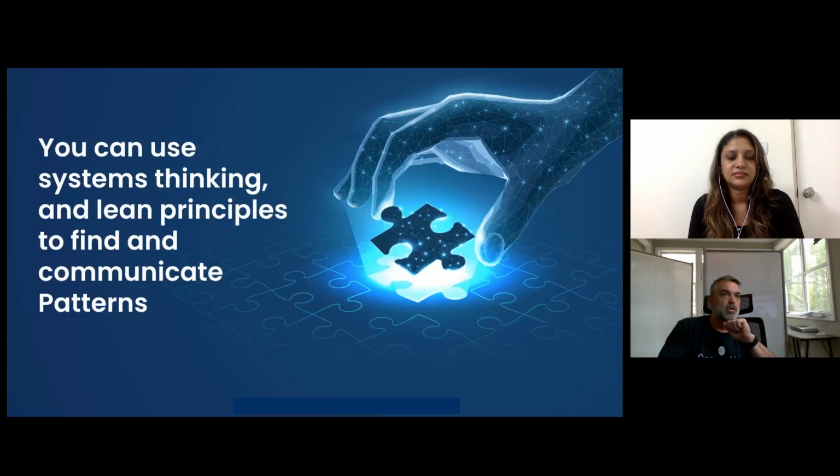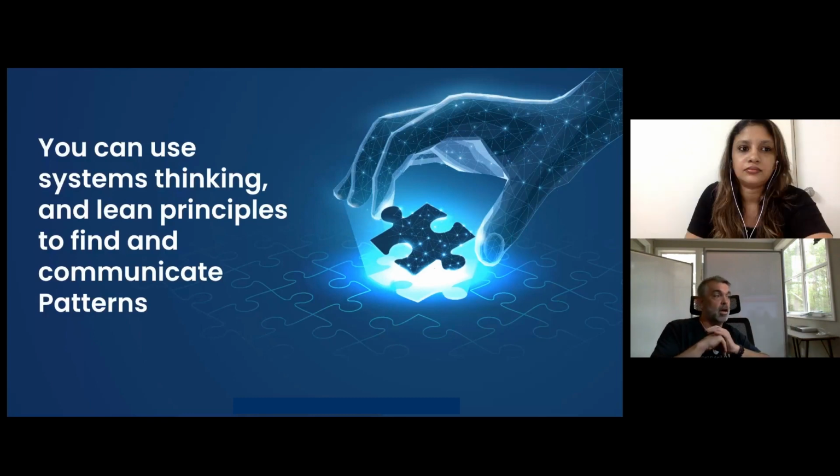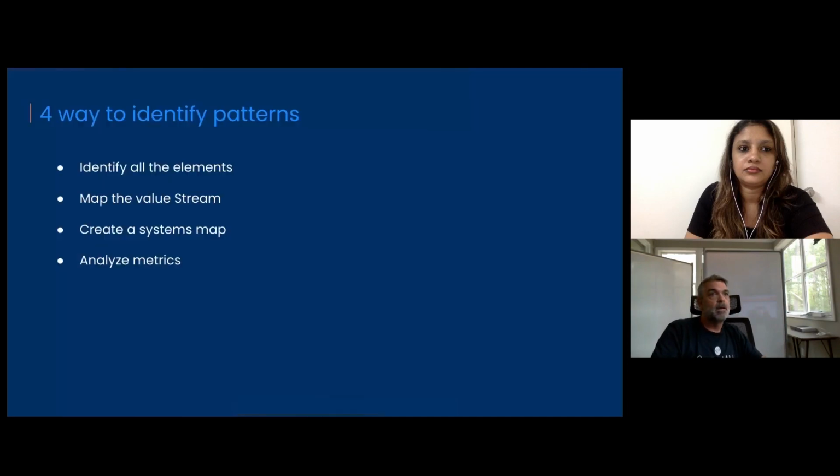So how do we use these things together? We've got systems thinking and lean principles. How do we use these to find patterns and uncover places where I can automate to be more efficient and more effective? Well, I call it the 4 ways to identifying patterns. The first one is identify all the elements in your system. Then map the value stream, create a system map, and then analyze your metrics.